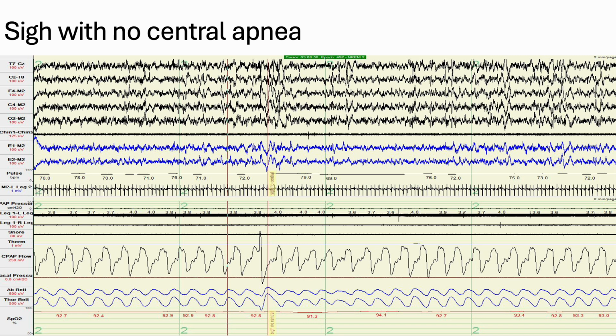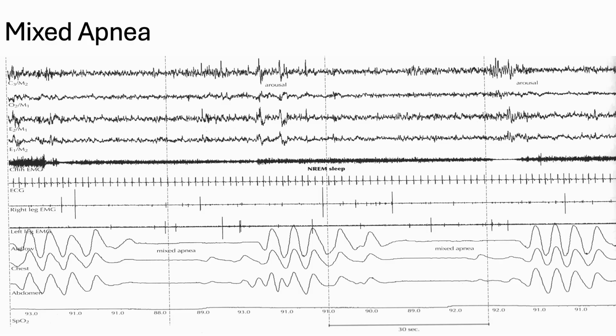Here is a normal sigh without a central apnea or arousal. Right there, it's just a big breath. No big deal. The sighs may show up every 15 or 20 minutes of stagnant breathing in healthy individuals. This patient was on CPAP, and when they start to sigh, that's a clue that the pressure has been set close to perfect.